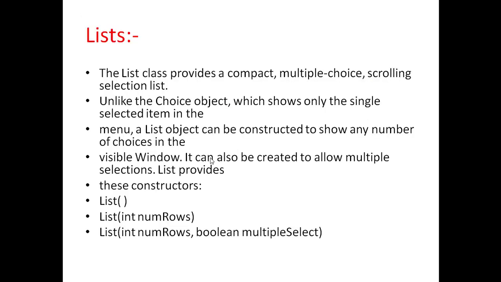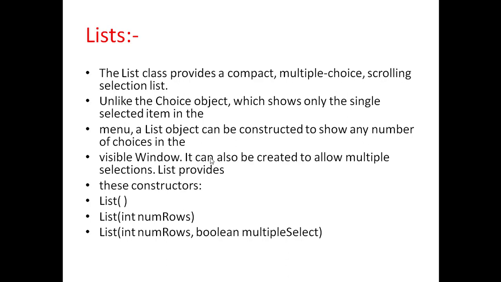Next control we are going to study is the list control, List in Java. The List class provides a compact multiple-choice scrolling selection list. A scroll bar is provided to this control, and by using that scroll bar we can scroll the items or drag the items, and multiple items we can select in this list control.